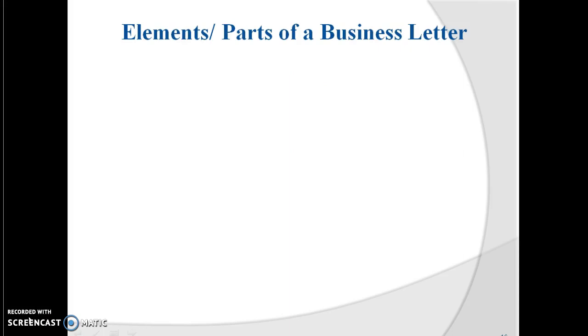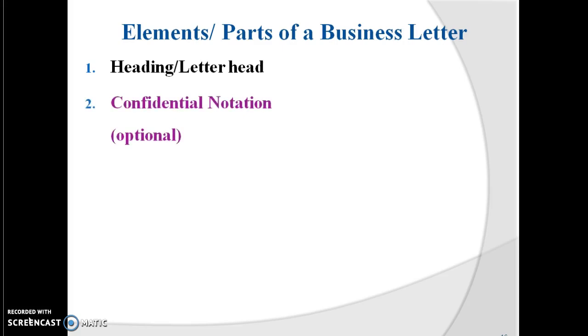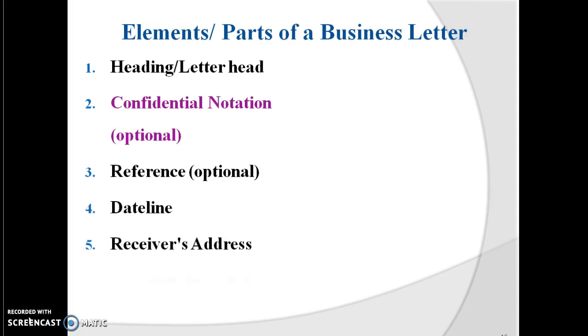The elements of a business letter include the elements of a formal letter with some additions. The first element of a business letter is heading. Heading is actually the sender's address, which is written on a letterhead. We will explain about letterhead in the next slide in detail. Okay, now coming to the next element, it is a confidential notation. Third one, reference. Fourth, date line. Fifth, receiver's address. Sixth, attention line.